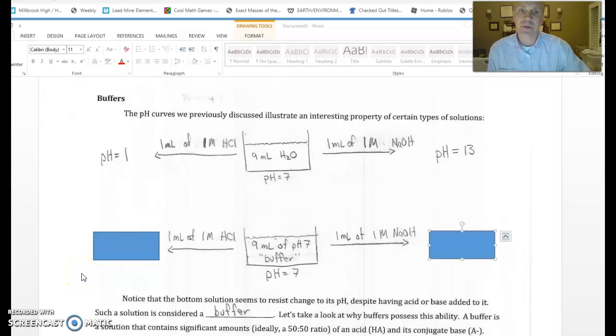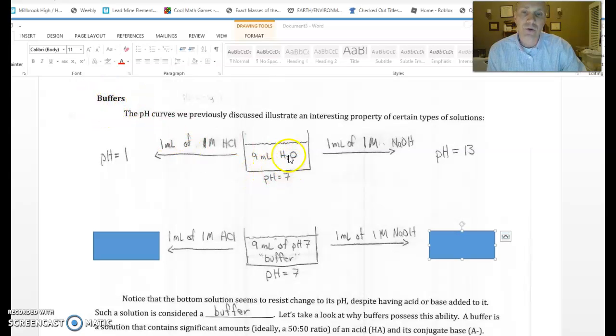So in the previous videos on pH, we discussed the topic of pH curves. And one thing that pH curves illustrate is an interesting property that some solutions have. We'll get back to how these relate to pH curves in a little bit. But for right now, I want to just introduce the concept of what's called a buffer.